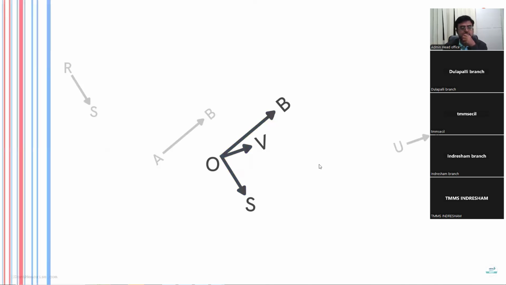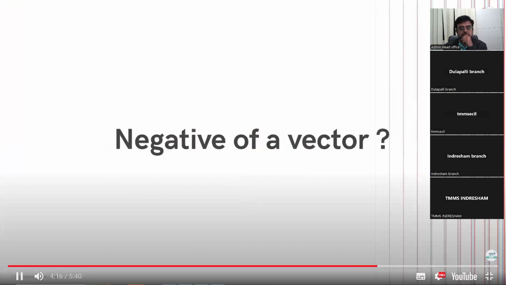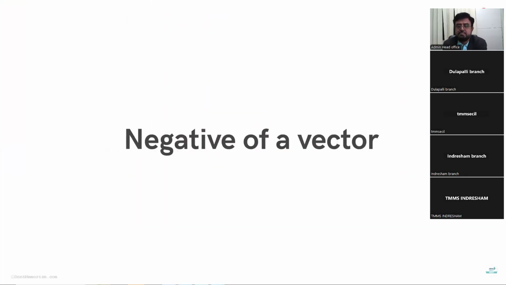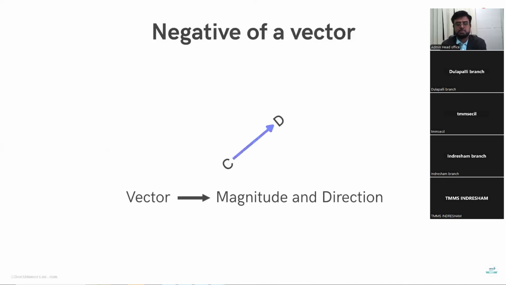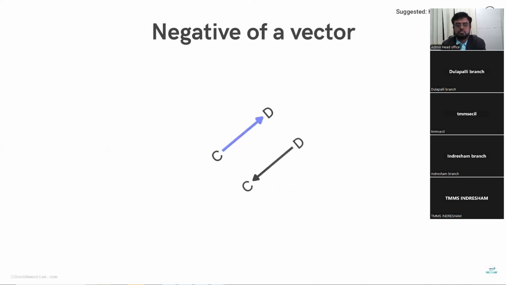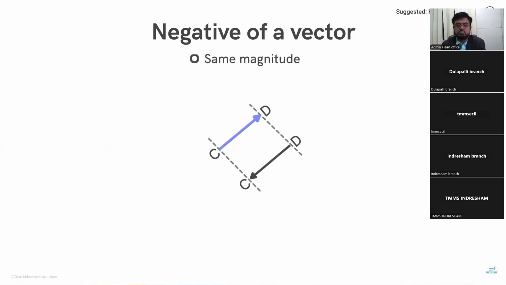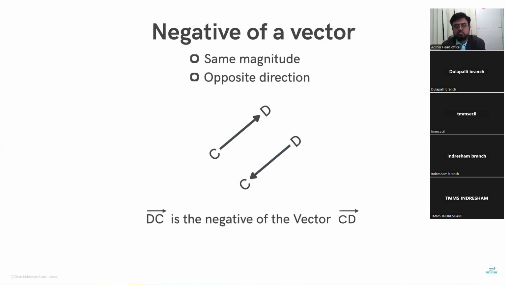What will be the negative of a vector? For example, let's take the vector CD here. We know a vector is defined by two things: its magnitude, that is its strength, and its direction. So the negative of the vector CD is a vector which has the same magnitude as that of CD, and its direction is opposite to that of CD. So vector DC will be the negative of the vector CD, and it's denoted like this.